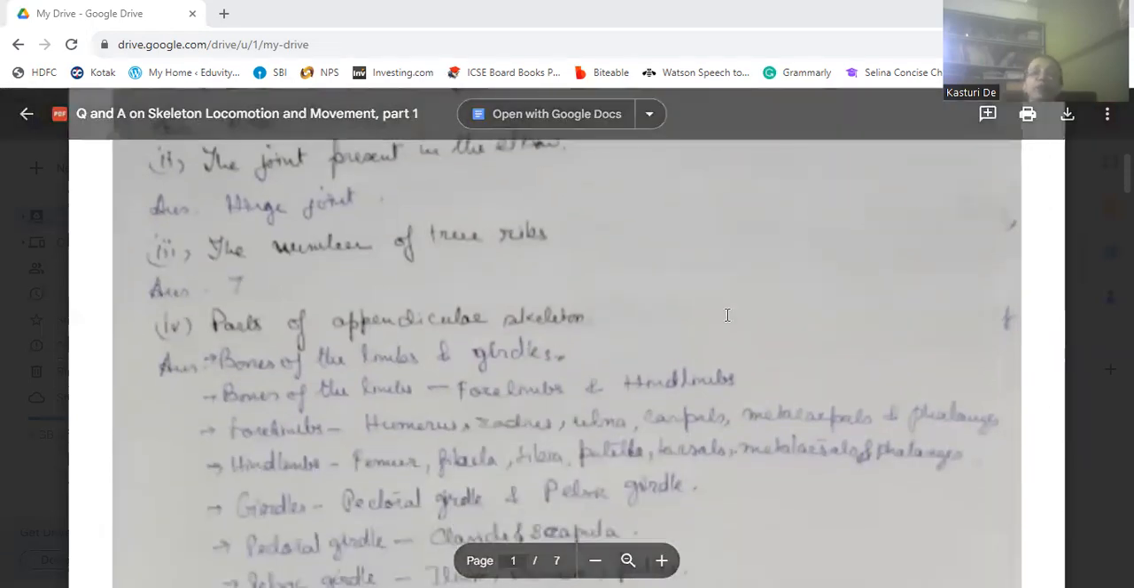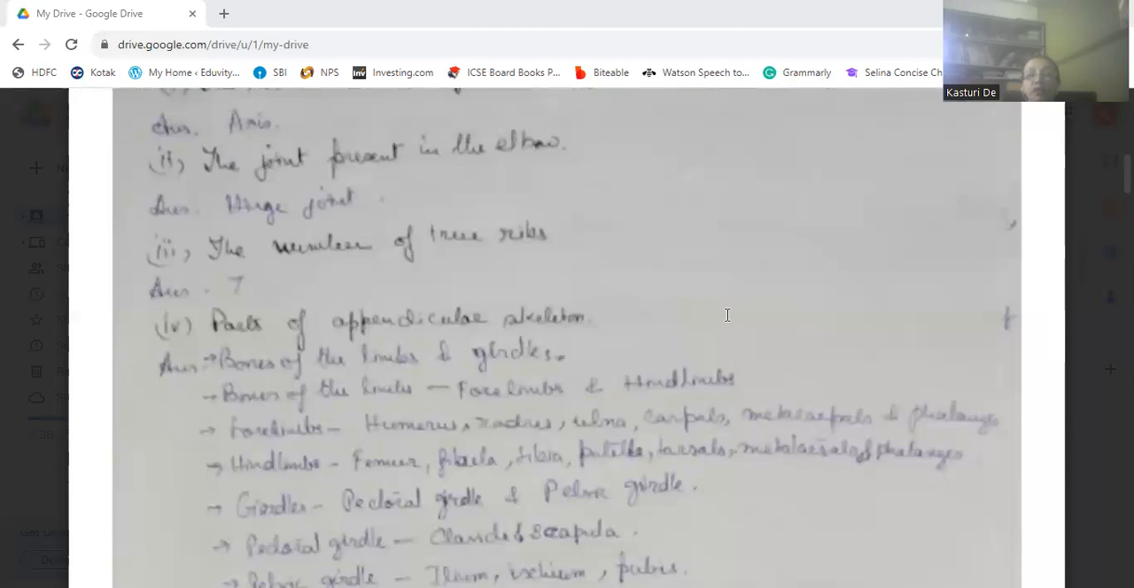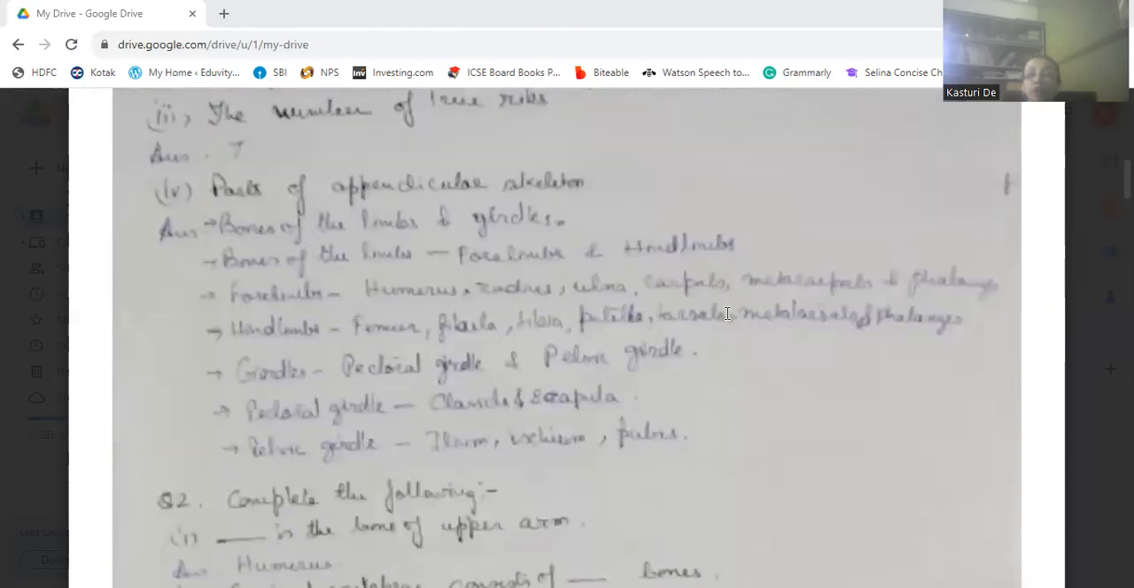Then parts of the appendicular skeleton, they are the bones of the limbs and the girdles. The bones of the limbs have forelimbs and hind limbs. And these forelimbs have what? Humerus, then radius, ulna, then carpals, then metacarpals, and phalanges. So this is humerus, this is ulna, this is radius.